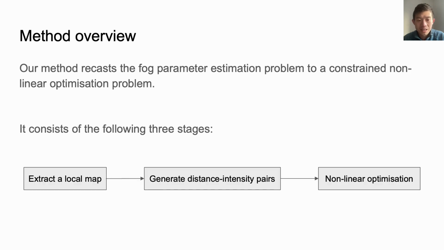Our strategy is to recast the fog parameter estimation problem as a constrained nonlinear optimization problem. Our method consists of the following three stages: extract a local map, generate distance intensity pairs, and nonlinear optimization.